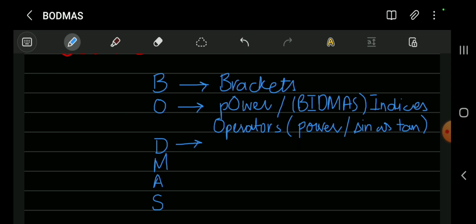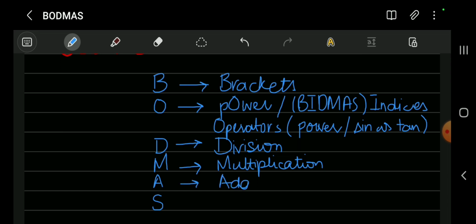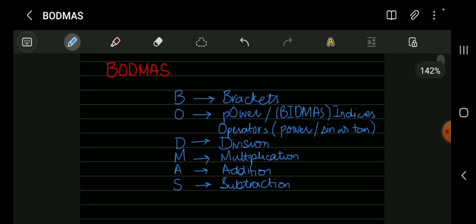Now the next letter is D, and that stands for division. M stands for multiplication. A stands for addition, and S stands for subtraction.